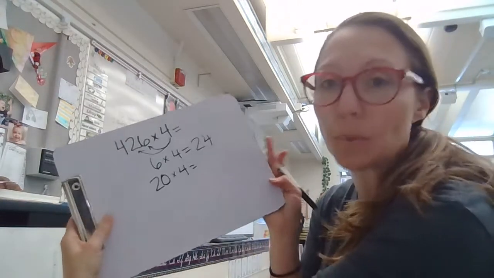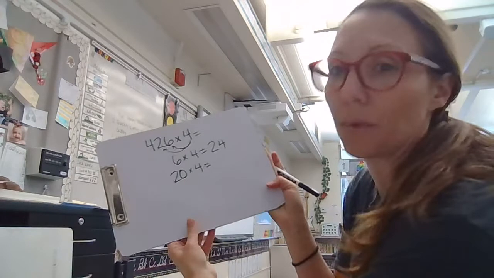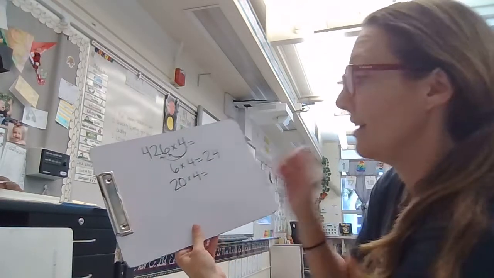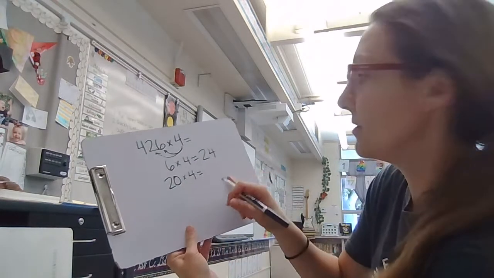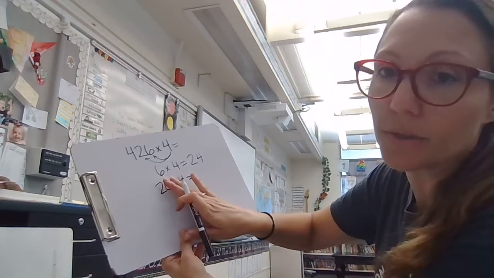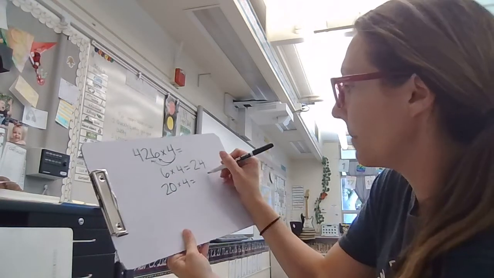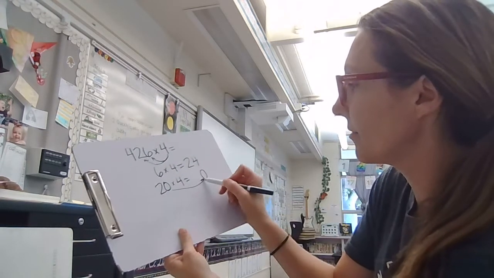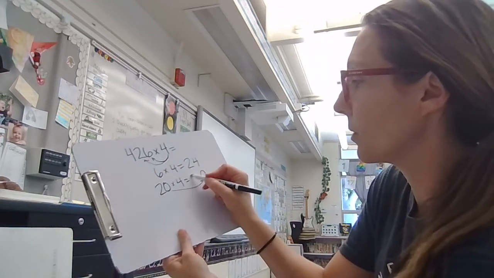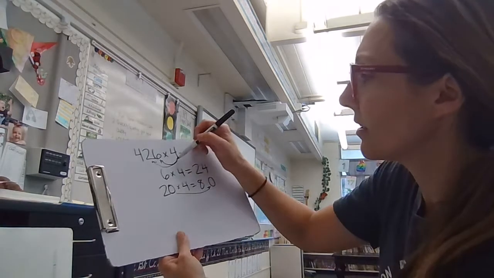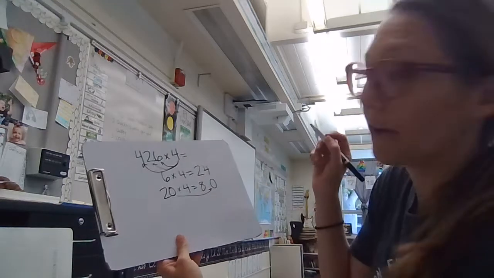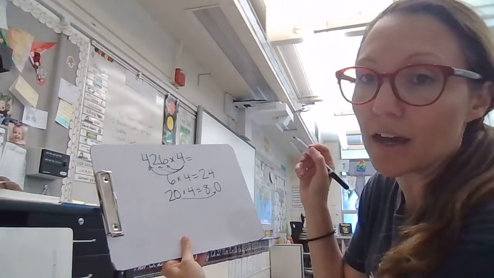Now they're going to do 20 times 4, and we learned a trick where if a number has a 0 in it, we can just move the 0 over, cover it up, and focus on the numbers that we have. So I'm going to move my 0 over here, and now I just have 2 times 4, which is 8. And then the last place value that we're going to multiply is the hundreds place.